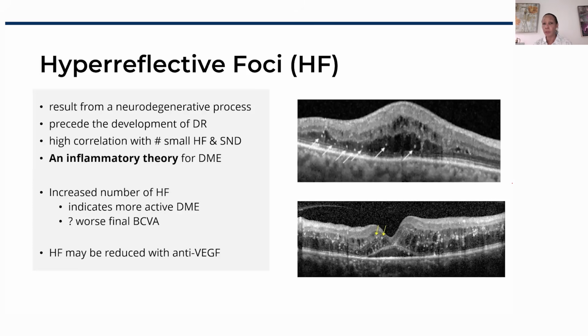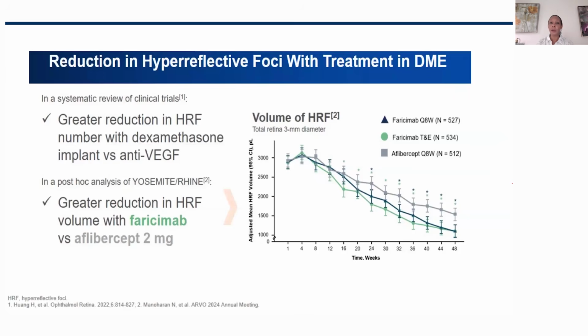The studies have shown that hyperreflective foci can be reduced if you use anti-VEGF. But in this systematic review that was presented, they found there was a greater reduction in hyperreflective foci numbers if you use a dexamethasone implant versus anti-VEGF. So therefore, that's why we think there may be an inflammatory component to it, because it responds more to the steroids than to the anti-VEGF injections.